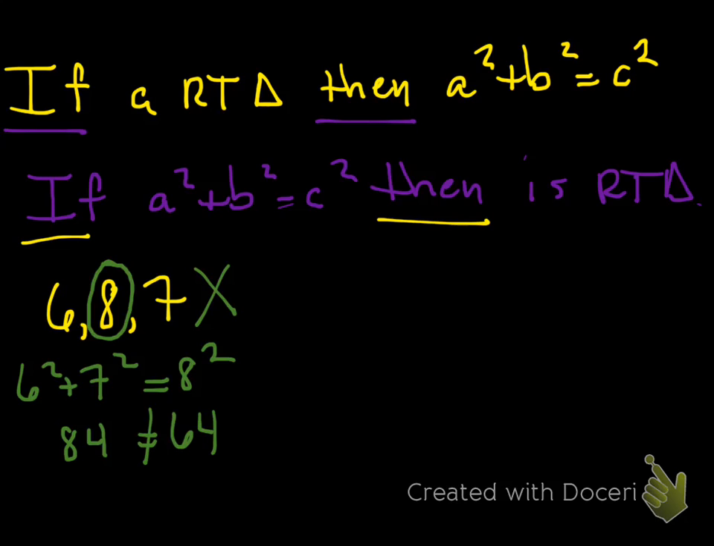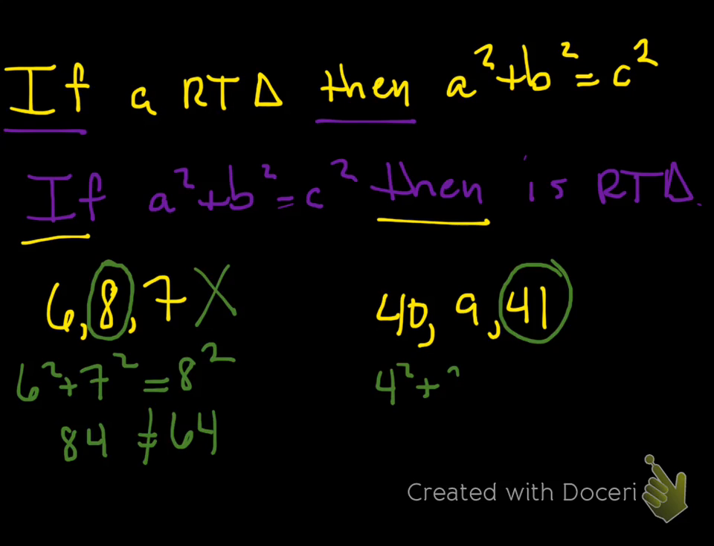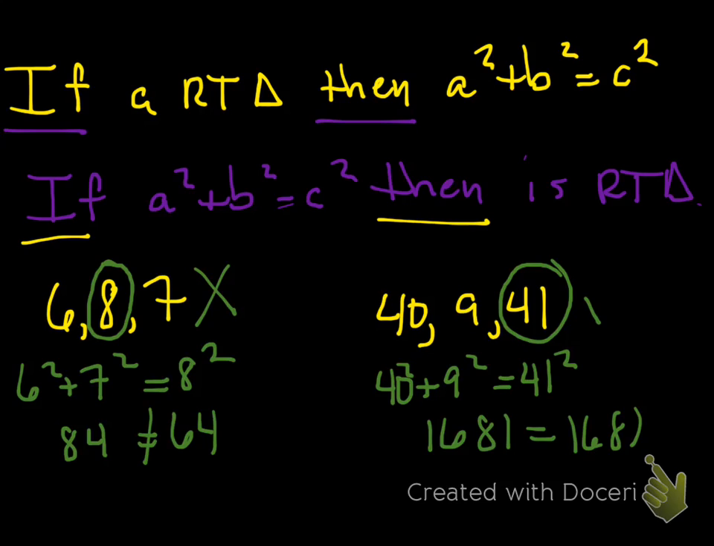Okay? The next one is 40, 9, and 41. Again, we want to make sure we have our right c. So there's our c. We've got 40 squared plus 9 squared equals 41 squared. If you do that math, you get 1681 is equal to 1681. So that one is a right triangle. It's just important to know what information you need to prove if you have the right sides to make a right triangle.